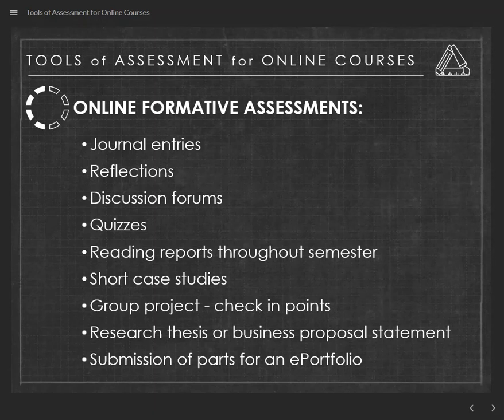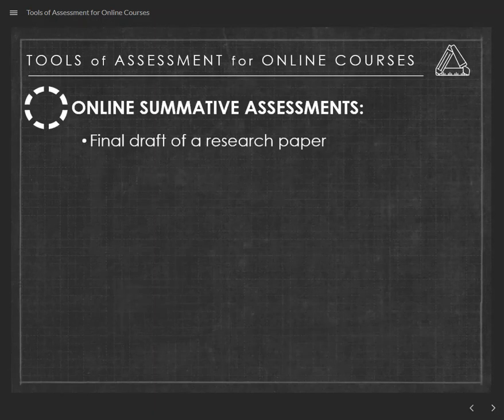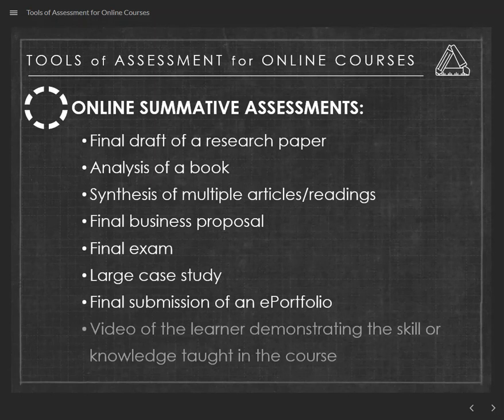This is kind of a trick question because it's what we just mentioned, right? Yeah, that's right. So when we think about summative assessments, here's a list: you have a final draft of a research paper. Maybe there's an analysis of a book which they have to submit. Maybe they have to synthesize multiple articles or readings, or they have to do a final business proposal, final exam. Maybe it's a larger case study that's pulling in a lot of different content, and so they're going to be spending more hours on that than they would be for a short case study.